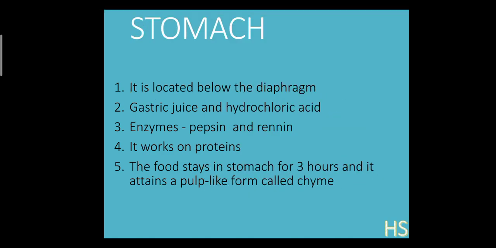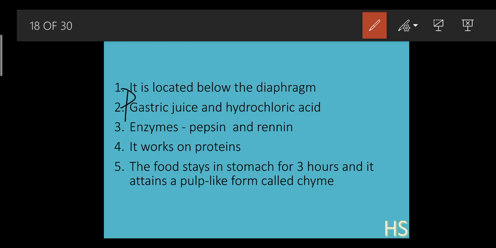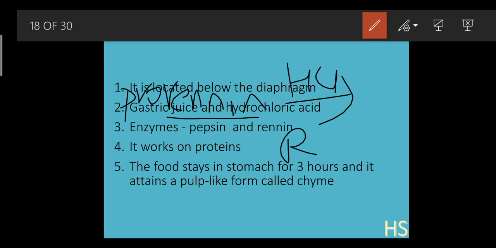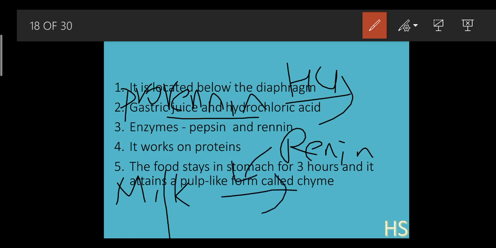Okay, then there is one more, renin. So there is prorenin. HCl will work on this and prorenin will become renin. Now this renin will work on milk protein and get converted into paracasein.